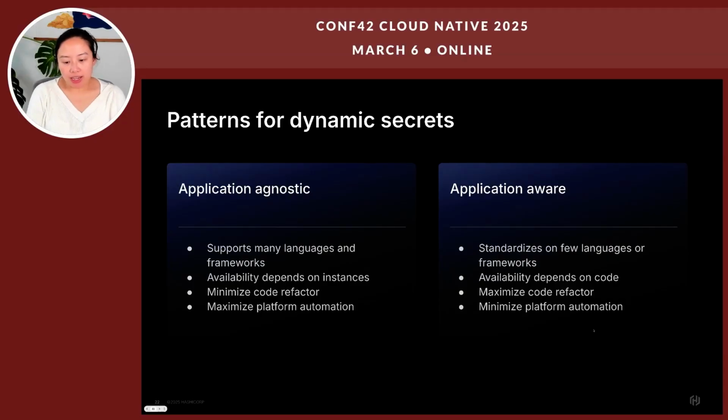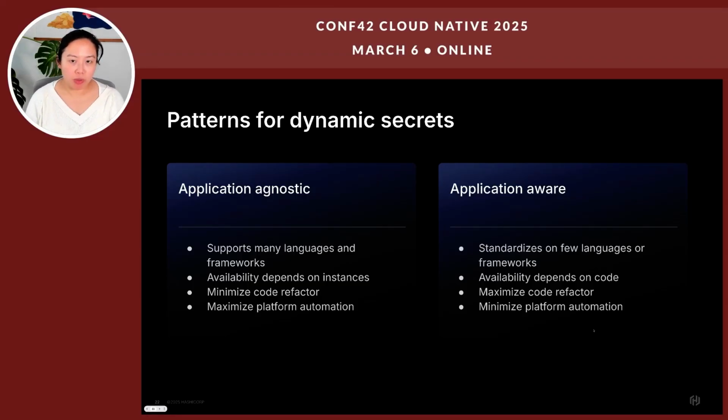All right, so I did mention before, there are benefits and disadvantages to each. With application agnostic, you're able to support many languages and frameworks, and you're maximizing platform automation. So I see this pattern quite a lot in the Kubernetes ecosystem. Most of the time, when you have heterogeneous programming language types, different types of containers running in a Kubernetes cluster, most code bases don't really want the work of refactoring their code in order to support a live reload.